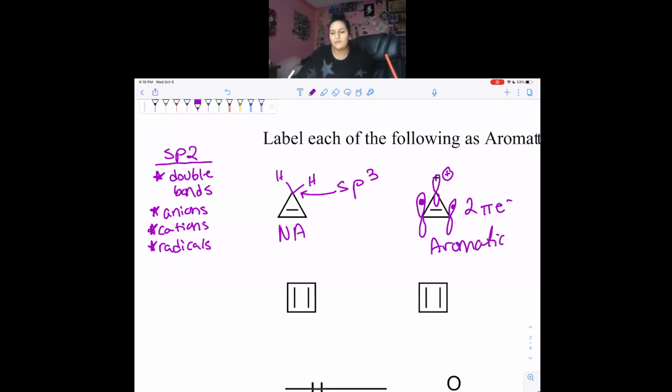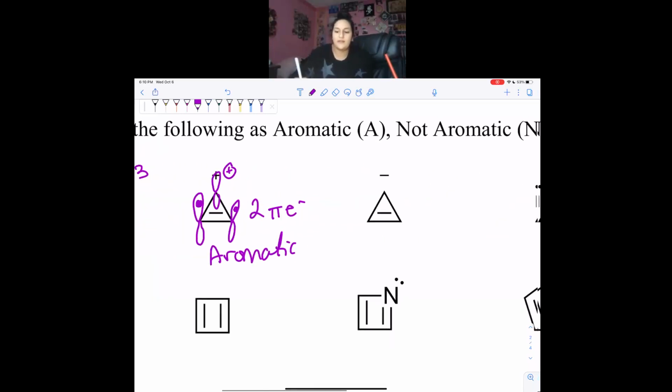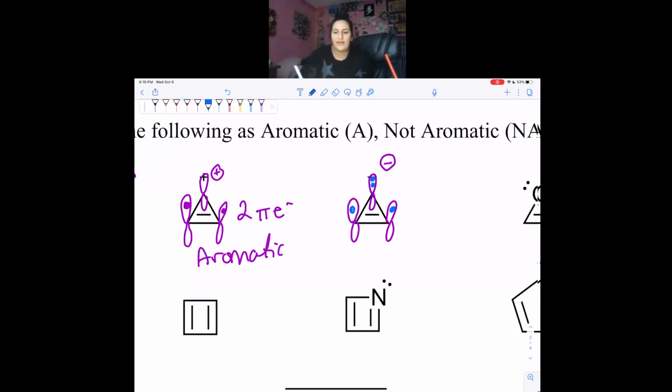So let's do another one and look at the counting, because I know that's hard at first. Now we have a negative charge, and negative charge means we have 2 electrons. It's occurring to me that you can't really see these electrons because they're the same color. So there's 2, 1, 1. So in total, how many electrons do we have? Yes, now we have 4 pi electrons.